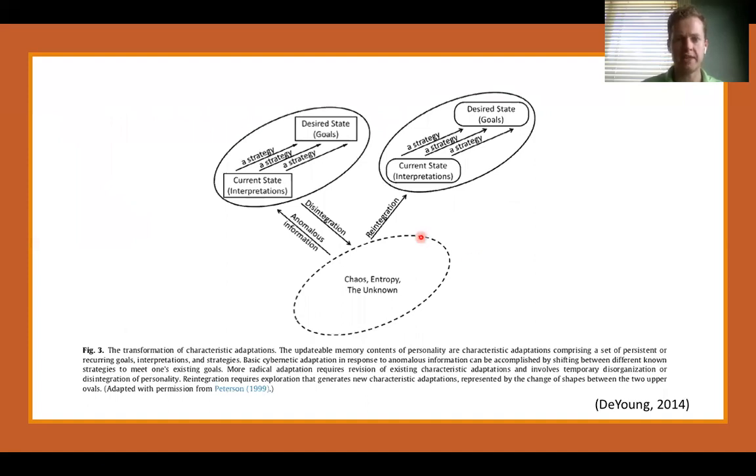And I'll be brief with this. This is just describing a characteristic adaptation: interpretation, strategies, and goals. And when I was mentioning the unknown, that when your interpretation is unknown, or you cannot determine a strategy, or you don't know what your goal is, that can all lead you into the unknown.